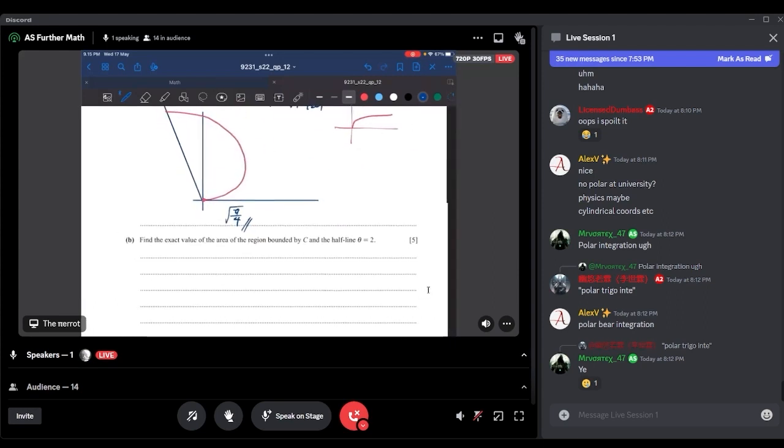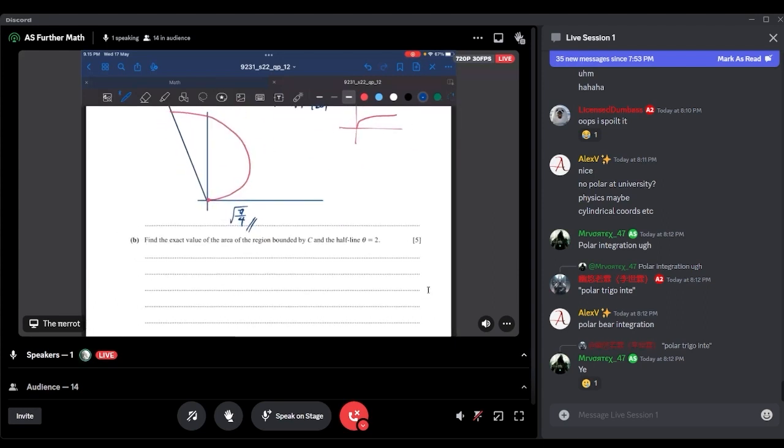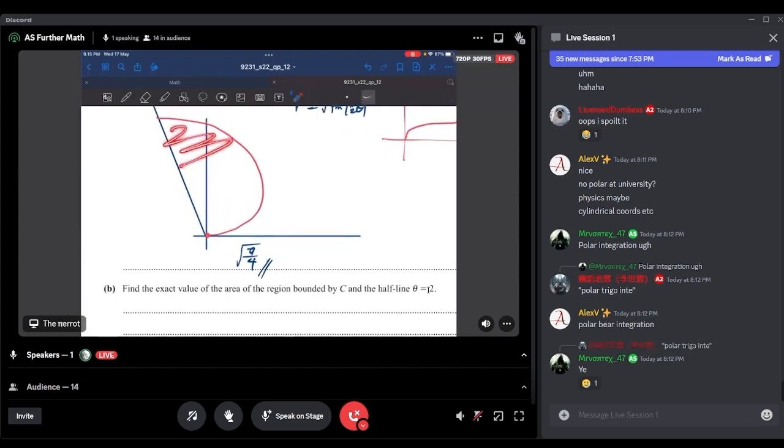Find the exact value of the area of the region bounded by C and the half line theta equal to 2. Basically, this region here. So of course, we have to do polar integration. Everybody's favorite.